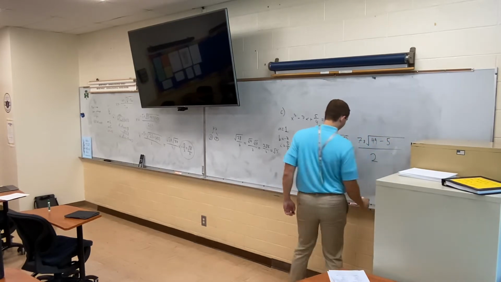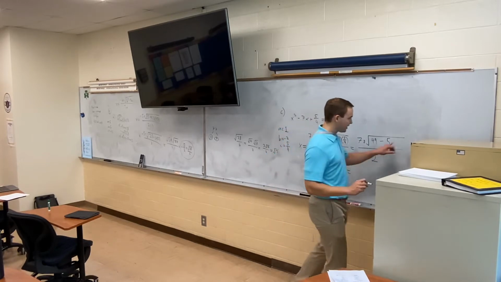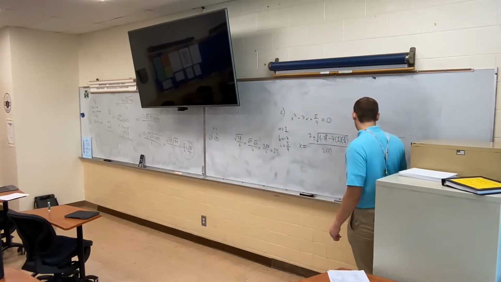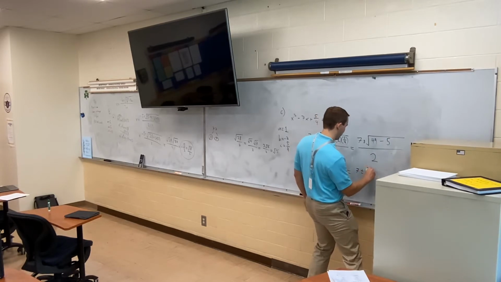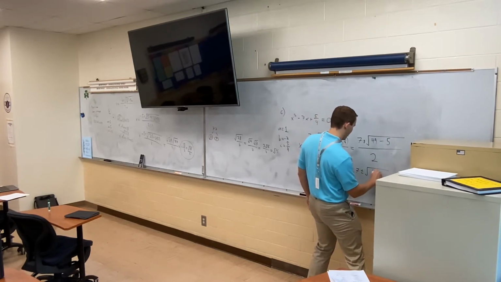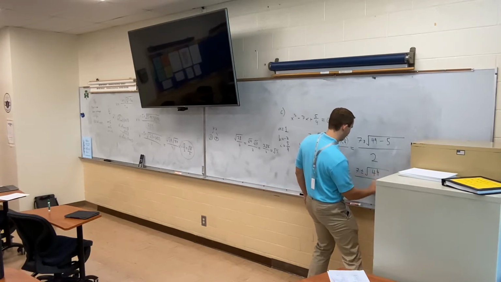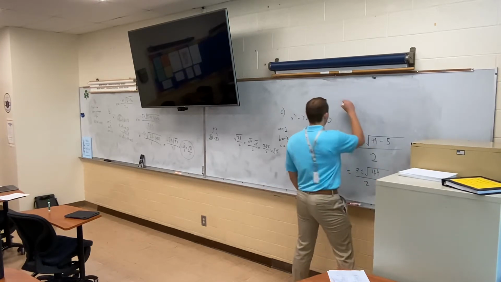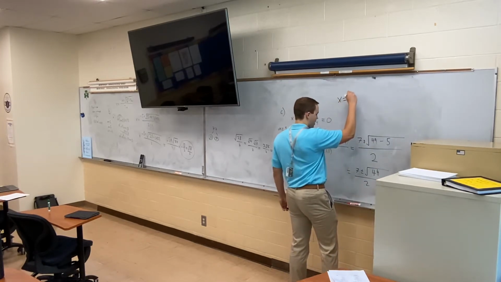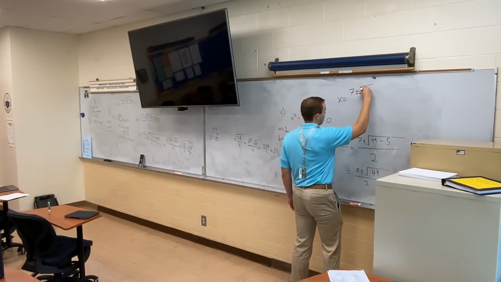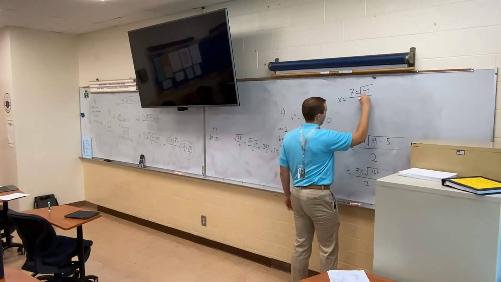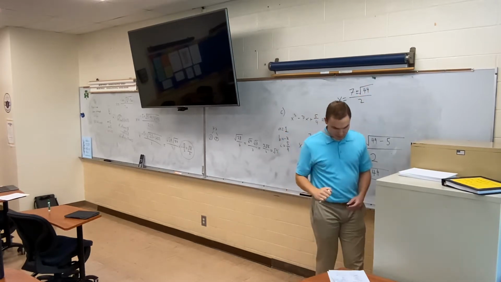Okay. Then I do my subtraction inside my square root symbol. So I get 7 plus or minus the square root of 44 all over 2. So I have x equals 7 plus or minus the square root of 44 all over 2. Okay.